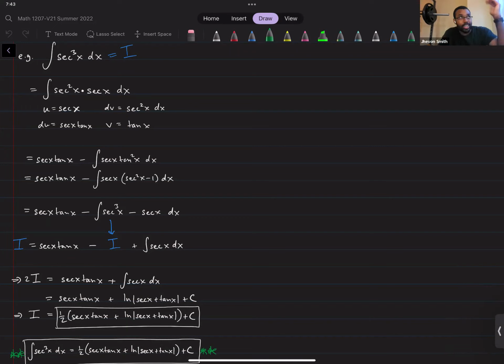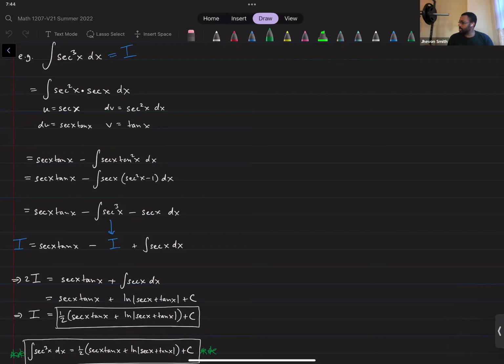I can go back and try something else at this step and figure it out. But this is the standard derivation of the integral of secant cubed. So if you Google integral of secant cubed, chances are this is going to be the method by which they show you how to find it.